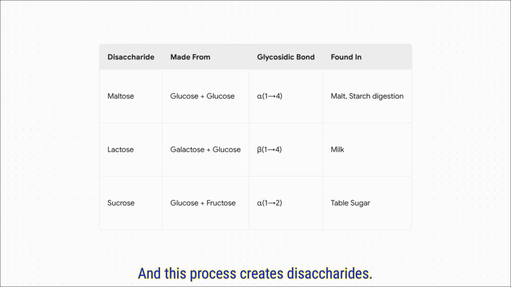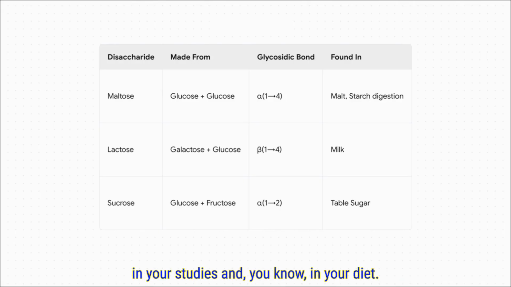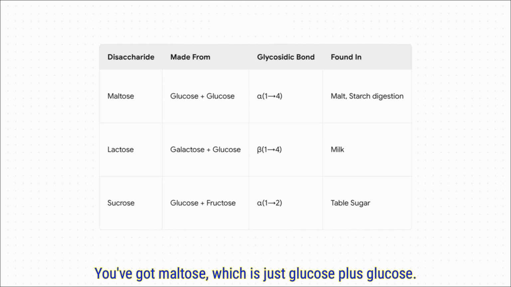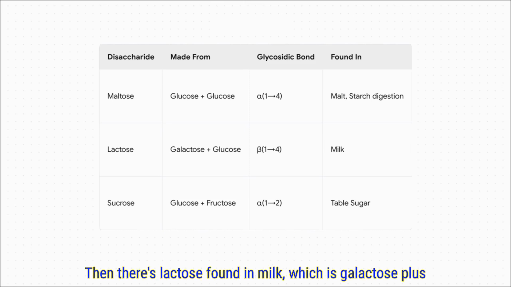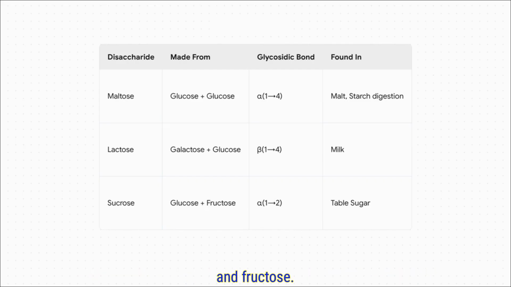And this process creates disaccharides. Here are the 3 you're going to encounter constantly, both in your studies and in your diet. You've got maltose, which is just glucose plus glucose. Then there's lactose, found in milk, which is galactose plus glucose. And finally, sucrose, just regular table sugar, made from glucose and fructose.